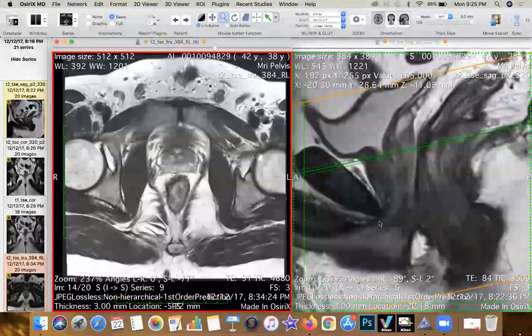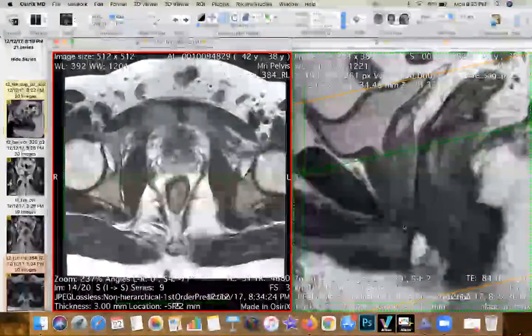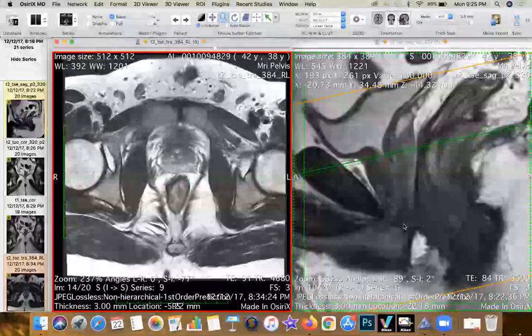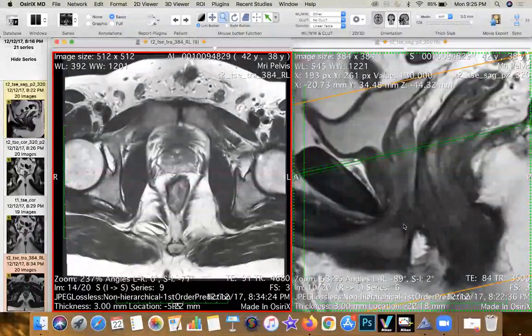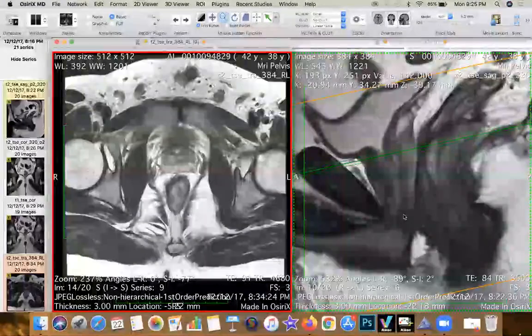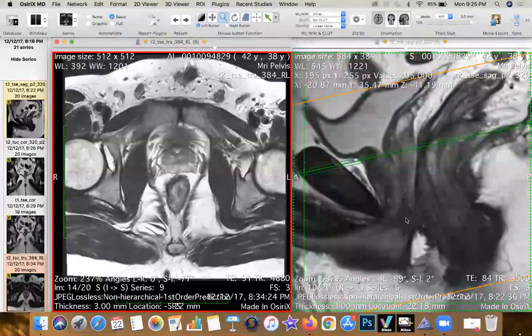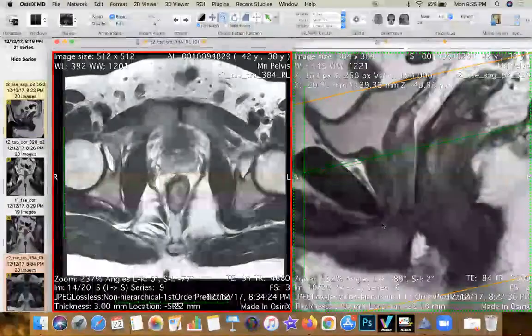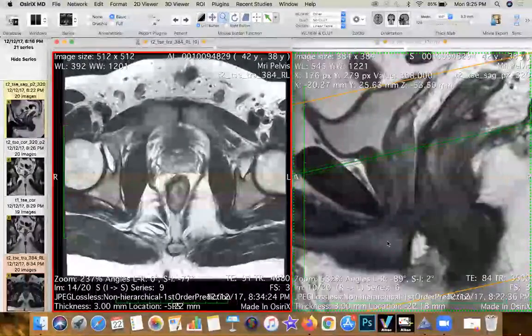So the bulb of the penis, which is located here, is where you tend to get the transition zone between the membranous urethra and the penile urethra, or what we call the penomembranous junction between the anterior as well as the posterior urethra. It is the key structure in men.